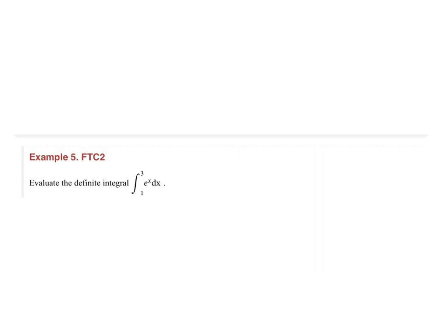All right, so here's example 5. Example 5 says evaluate the definite integral on the interval from 1 to 3 of e to the x dx. And so our rule here is it's going to be the antiderivative evaluated from 1 to 3. So the integral from 1 to 3 of e to the x dx is equal to, what is the antiderivative of e to the x? E to the x, right?